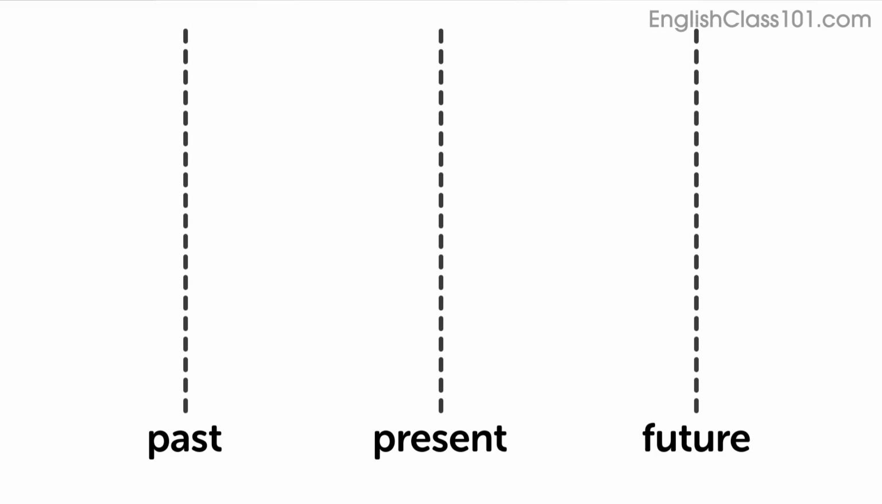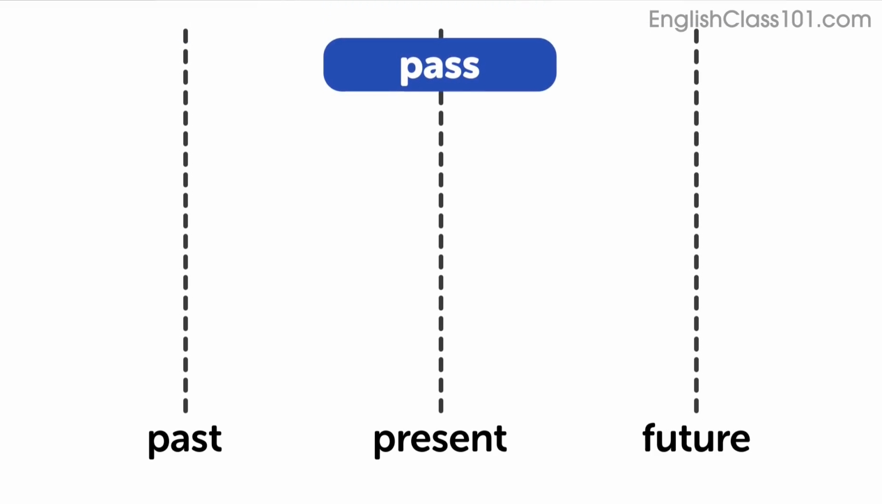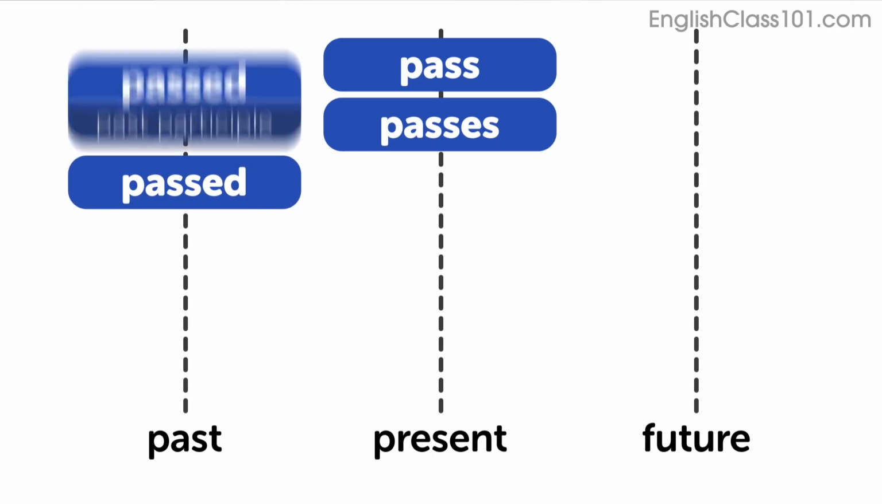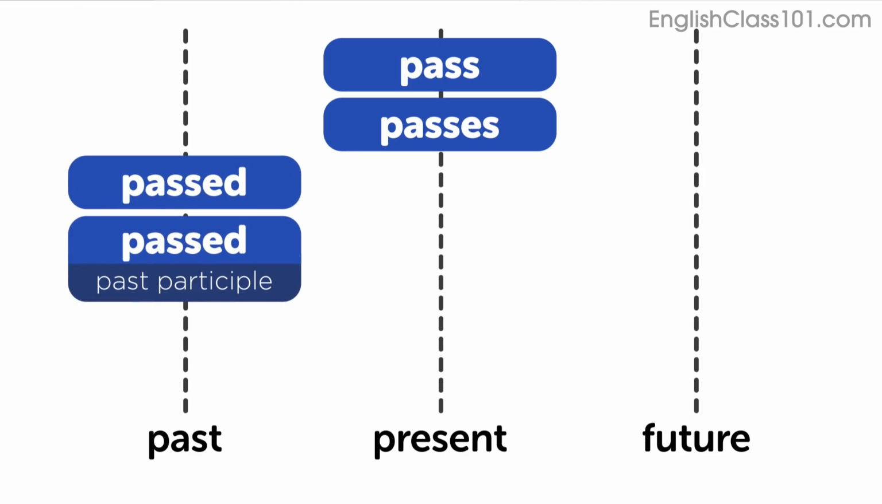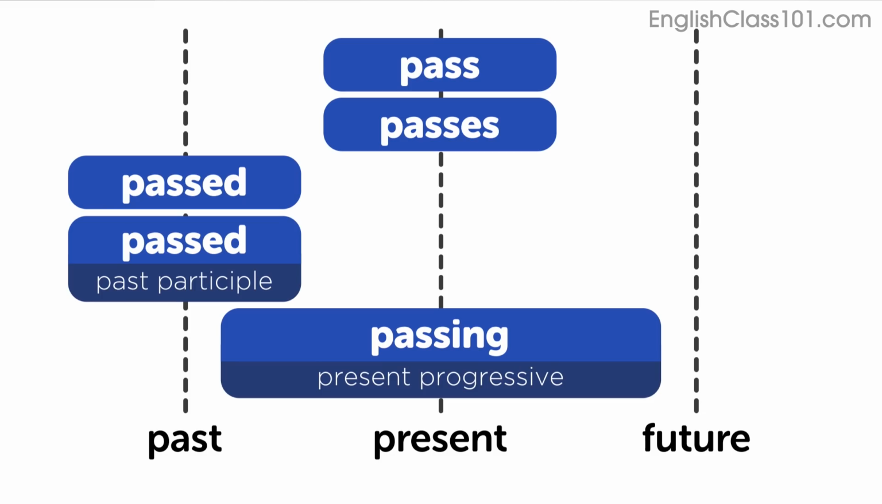So let's talk about the conjugations of this verb. Present: pass, passes. Past: passed. Past participle: passed. Progressive: passing.